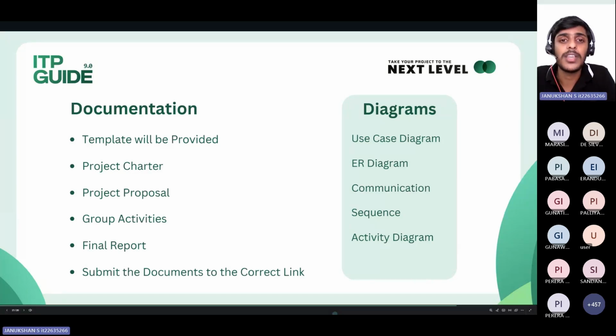During this documentation, you will revisit several diagrams which you have learned in previous semesters, such as use case diagrams, ER diagrams, communication diagrams, sequence and activity diagrams, and many more. And most importantly, make sure that you submit your documents to the correct link. In the course web, you can see several submission links which belong to all the groups. So go for your relevant group and submit to the correct link.